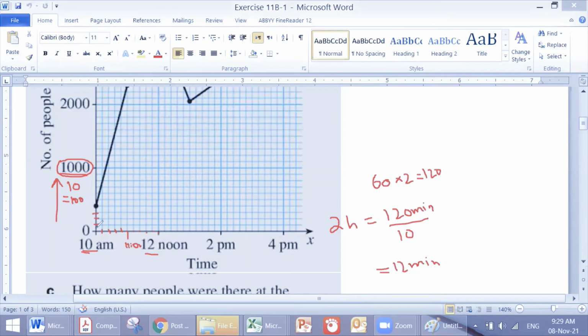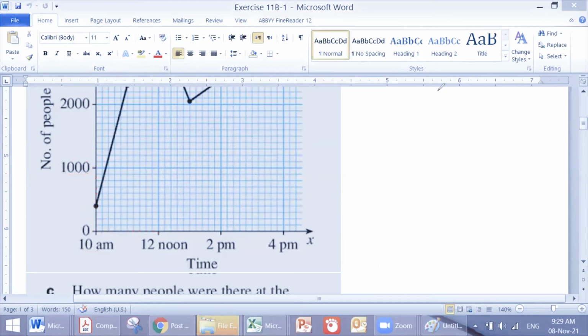Starting from 0, it will be 100, 200, 300, and this point will be 400. And then 500, 600, 700, 800, 900, and it will be 1000. Then starting again from 1000, 1100, 1200, 1300. So we are going up, and our value is also increasing by 100. Now we will find the answer to the question.